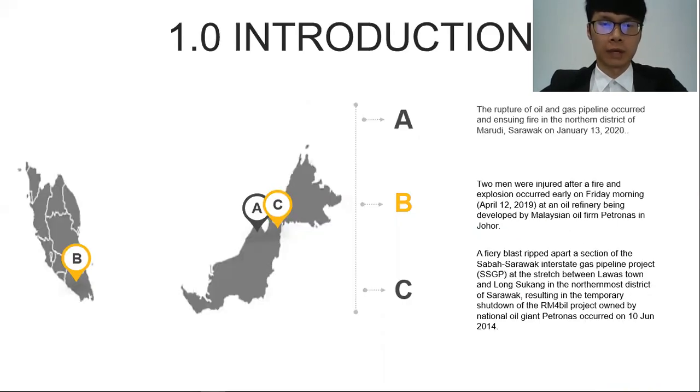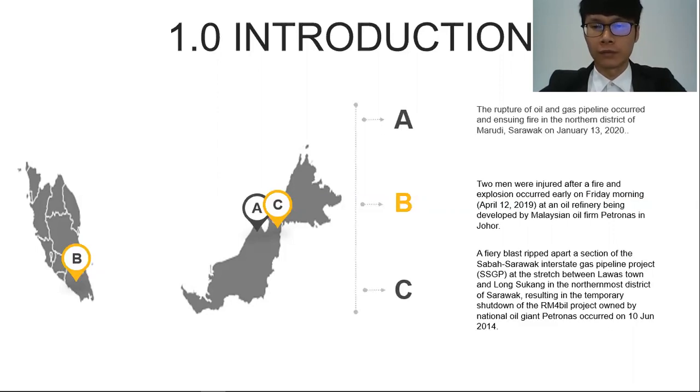Next, I'll start my FYP2 presentation with my introduction. Oil and gas pipelines are globally used, and it is recognized as the most effective way, cost-saving, and safest way to transport the product. However, oil and gas pipelines are subjected to various deterioration, such as corrosion, which can lead to the occurrence of accidents. For example, the rupture of an oil and gas pipeline occurred with ensuing fire in the northern district of Marudi, Sarawak on January 13, 2020.